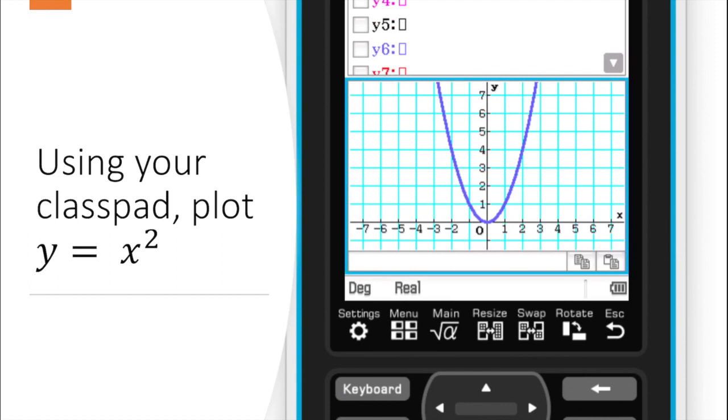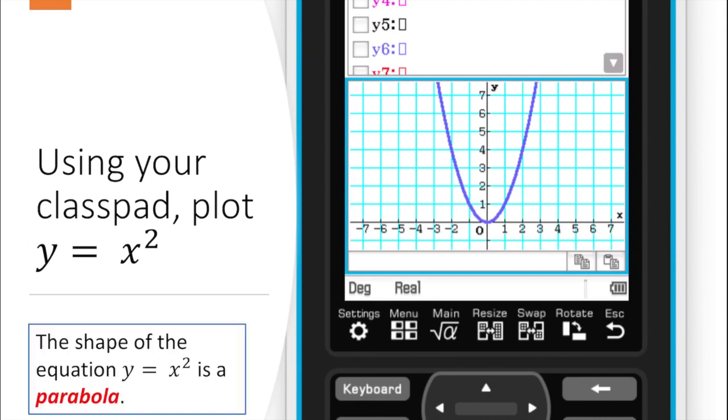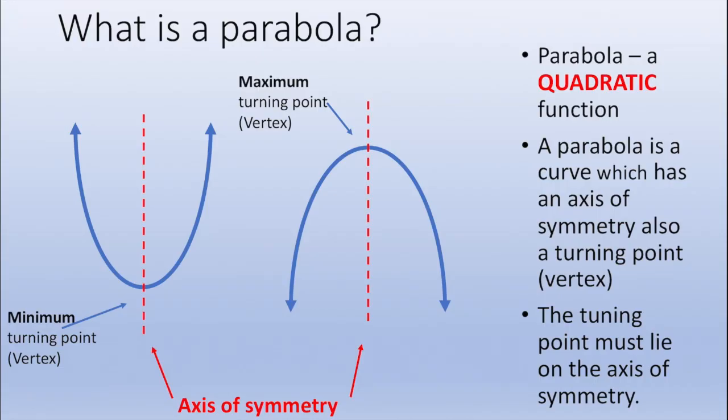Let me explain what a parabola is. Now, a parabola is a quadratic function. It is a curve with an axis of symmetry and also a turning point, the vertex. The turning point must lie on the axis of symmetry. Let's have a look at the pictures there.